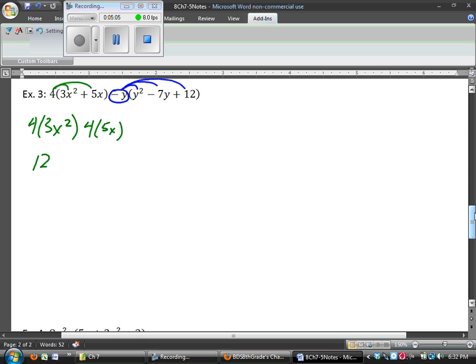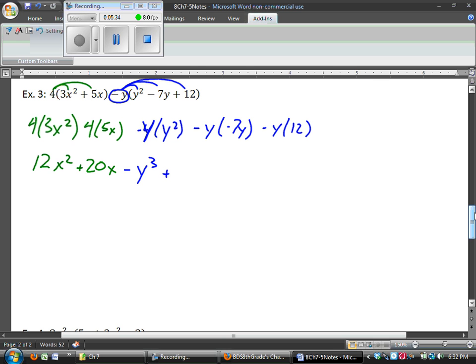That gives me 12x squared plus 20x. Okay. On the other side, the negative y going through gives me a negative y times y squared, a negative y times negative 7y, and a negative y times 12. Negative y times y squared will be negative y cubed. Negative times a negative is a positive 7y squared. And negative y times 12 is just a negative 12y.